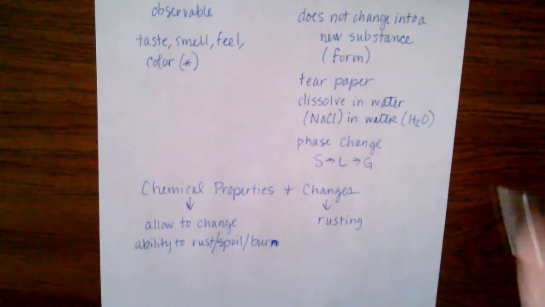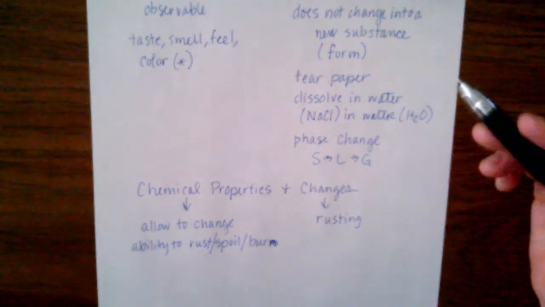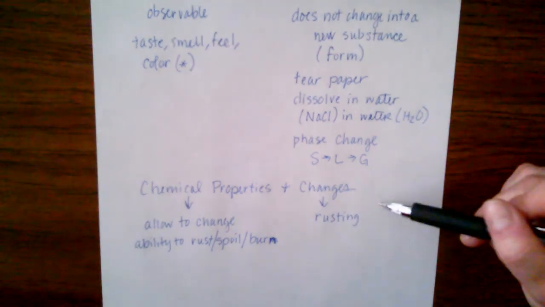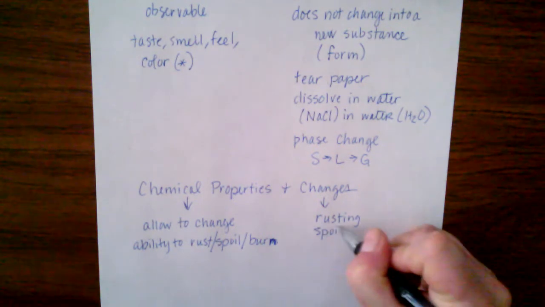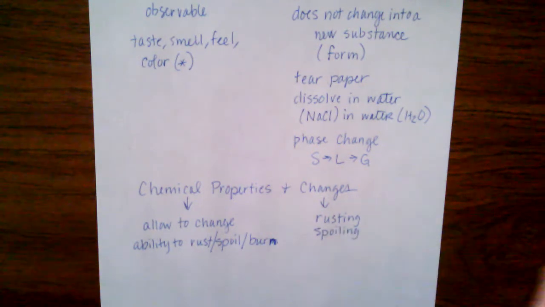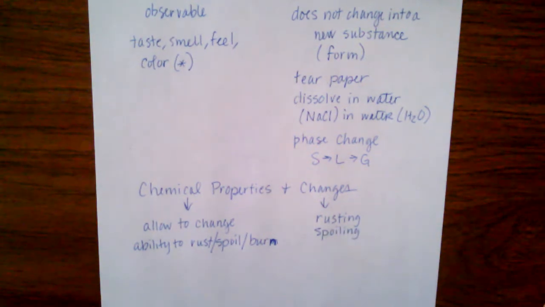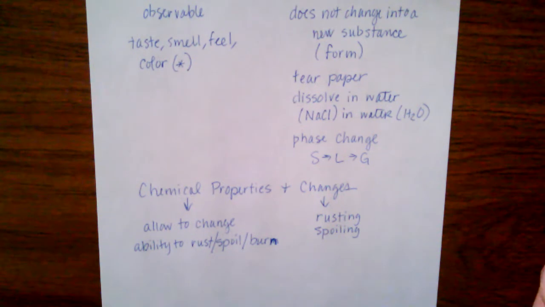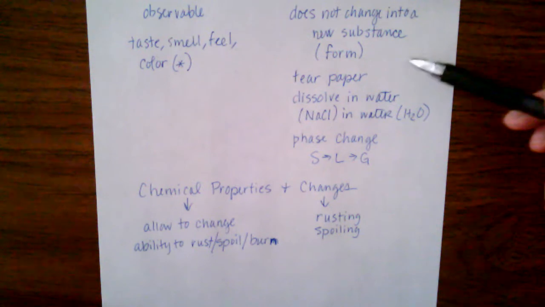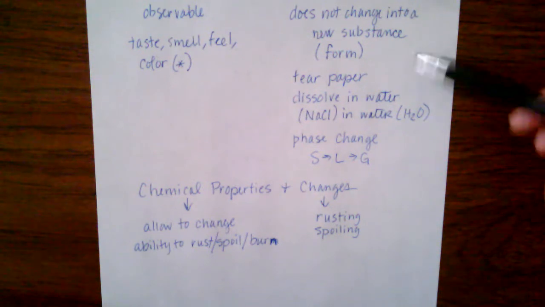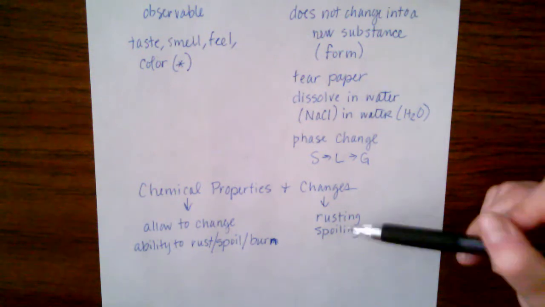So rust is just where iron combines with oxygen and it forms iron oxide. Spoiling, like spoiling milk, is a chemical change. You cannot get the milk back out of it once it spoils. So just think about it like that. Physical changes just change the form of it. It's still the substance it was. It just changed how it was shaped or something.